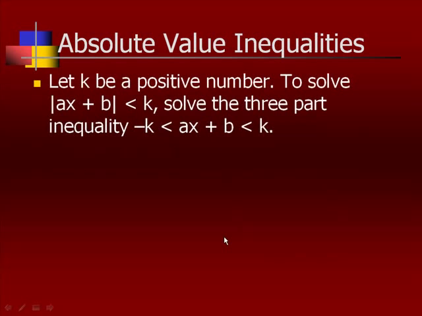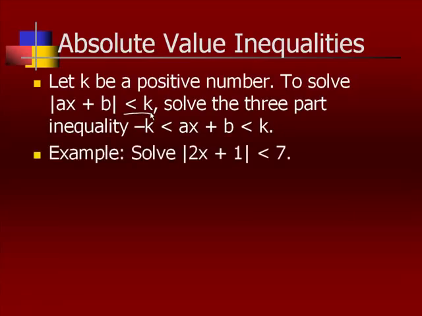To solve absolute value inequalities of the form less than k, we can just put the part inside the absolute value in between negative k and k. So to solve this one, the distance is less than 7. That means it's within 7 on both sides. So we get negative 7 is less than 2x plus 1 is less than 7. Now remember, solving these, our goal is to get x in the middle. So if we subtract 1 from the middle, we subtract 1 everywhere. And if we divide by 2 in the middle, we divide by 2 everywhere. So we get negative 4 is less than x is less than 3.